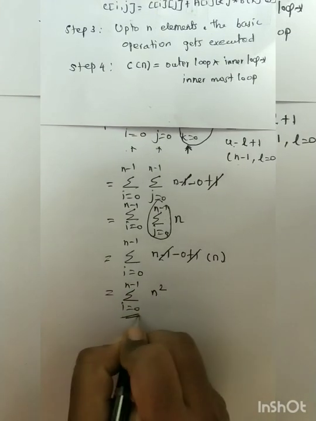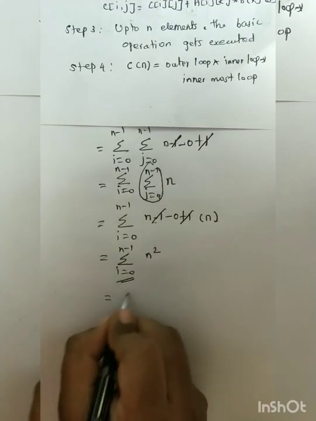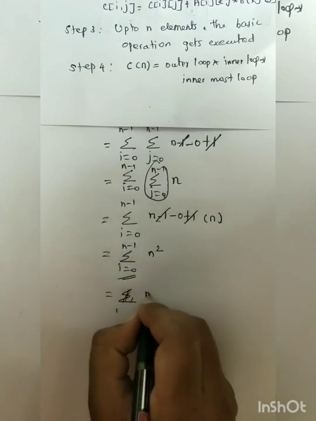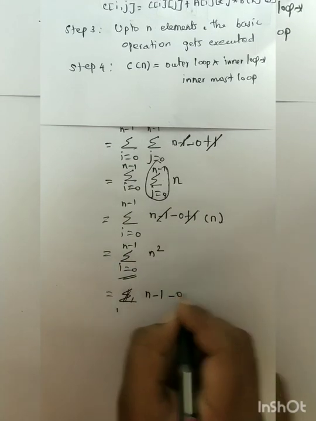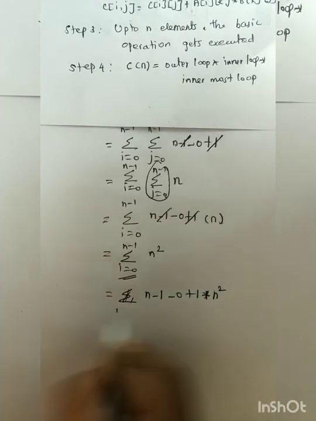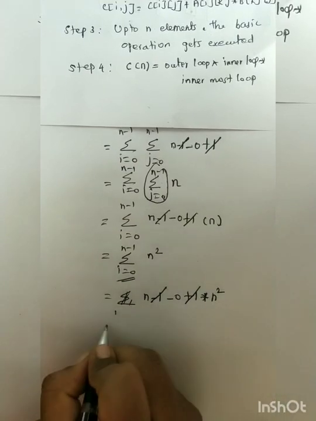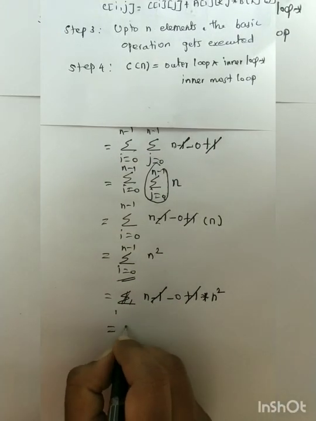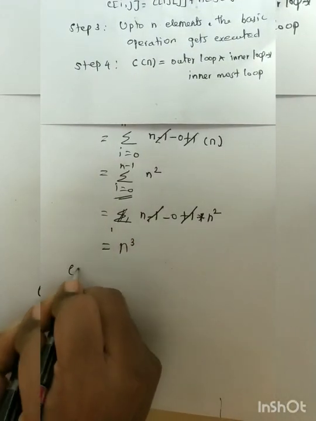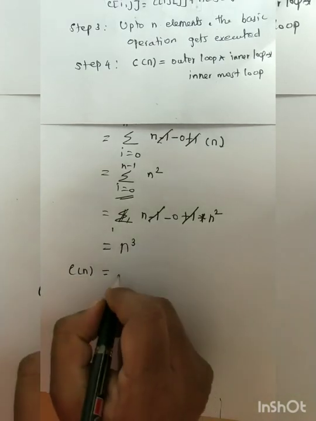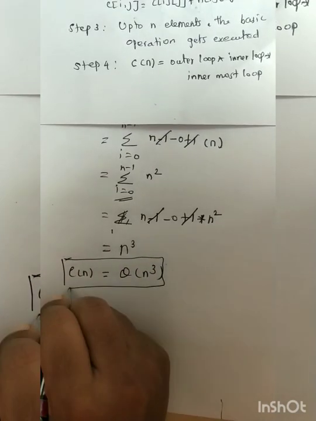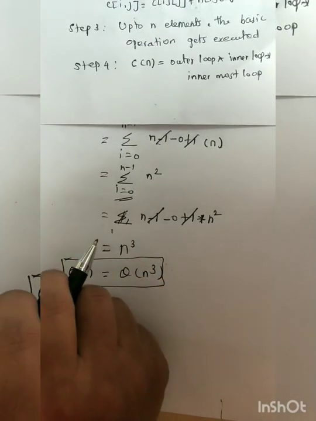Next I want to replace this summation with the formula: u is n minus 1, minus 0, plus 1, times n square. So n square into n gives n cube. So the time complexity of matrix multiplication, C of n, equals theta of n cube. This is the time complexity of matrix multiplication.